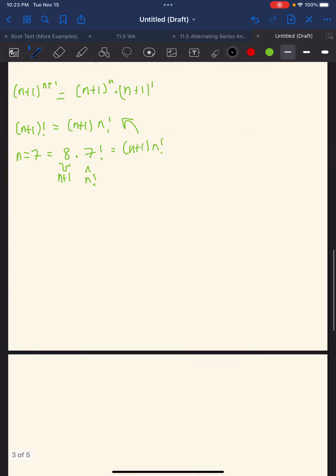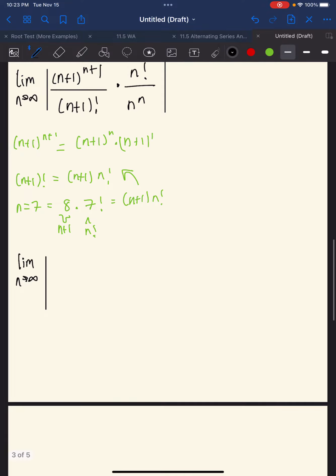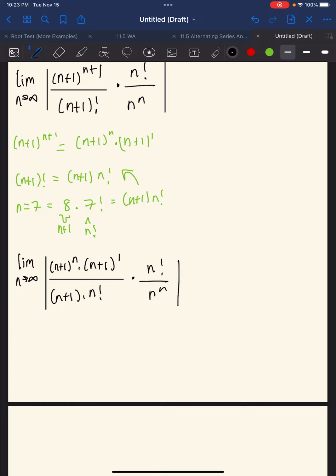So I'm gonna plug these in. The limit as n approaches infinity of the absolute value of (n plus 1) raised to the n times (n plus 1) raised to the first, over (n plus 1) times n factorial over n raised to the n. So cancellation occurs: you have this n plus 1, n factorial, so you'd have the limit as n approaches infinity of the absolute value of (n plus 1) raised to the n over n.